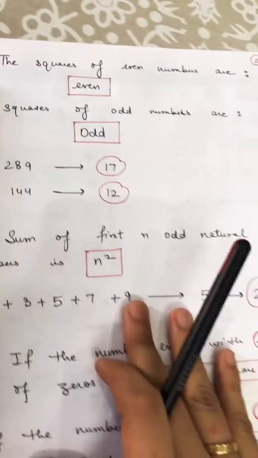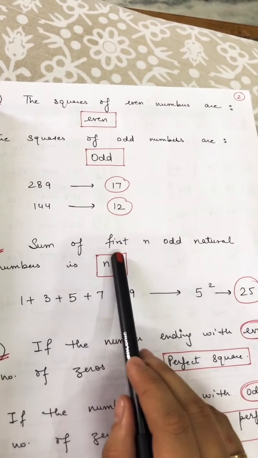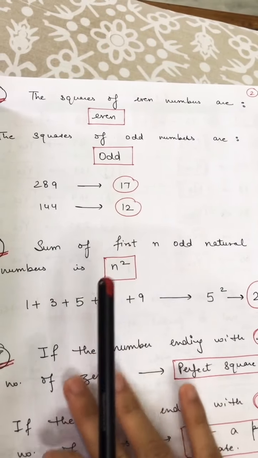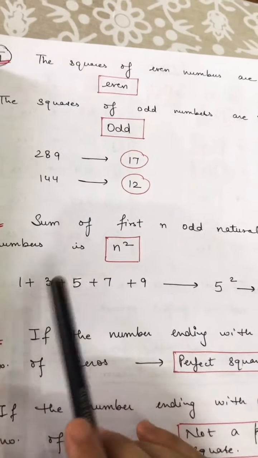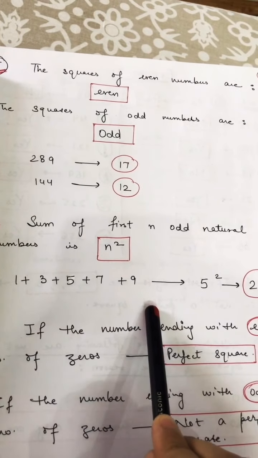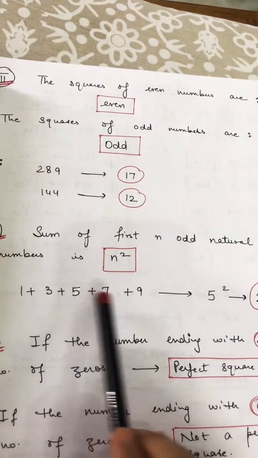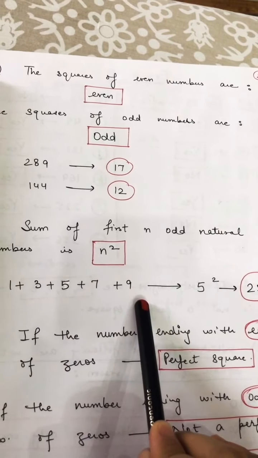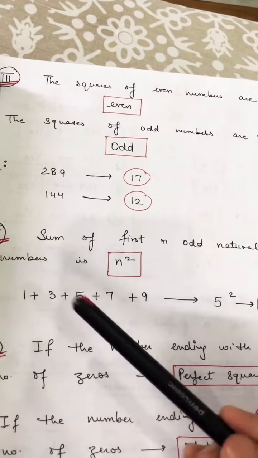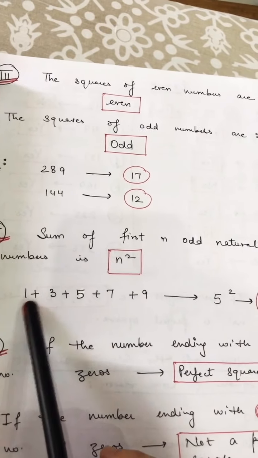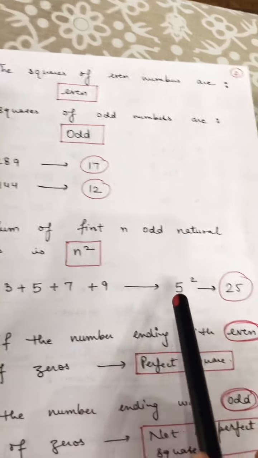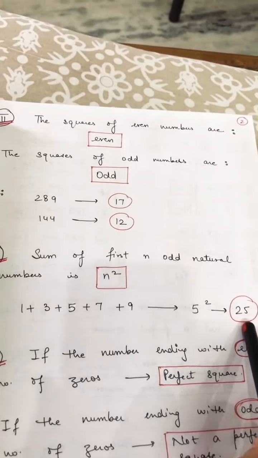now the fourth rule is, the sum of the first n odd natural numbers is n square. Suppose the example is 1, 3, 5, 7, 9, these all are odd numbers, and they are asking to find the sum. You don't have to add all the numbers; you can count them. 1, 2, 3, 4, 5, these are 5 numbers, so 5 square is 25. You can simply go with that.